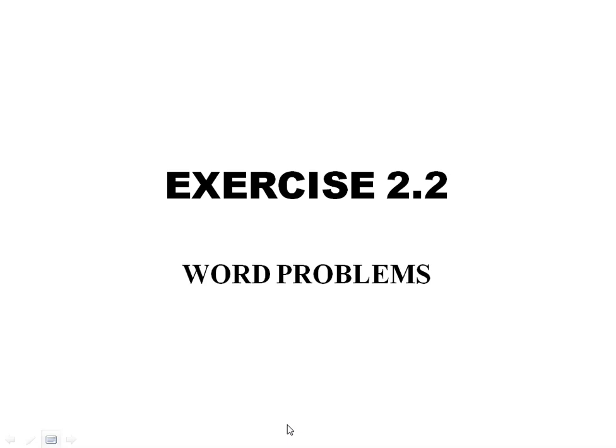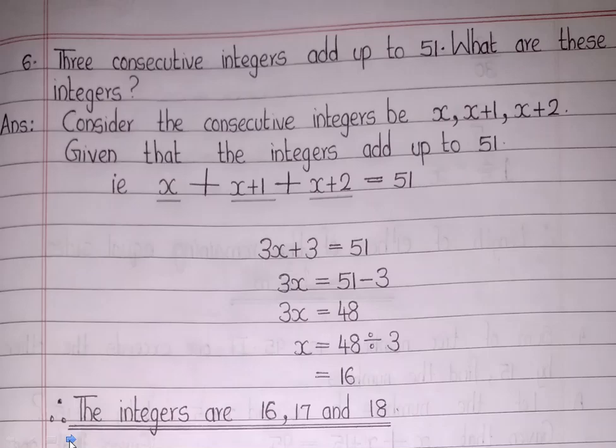Students, today we will continue with the word problems dealt yesterday. Yesterday we dealt till question number 5. Today we will start with question number 6. 3 consecutive integers add up to 51. What are these integers?